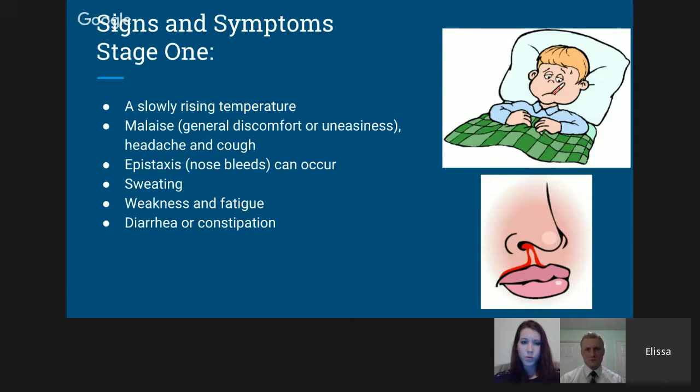Each stage lasts approximately a week, maybe more, and maybe less, depending on how soon the person starts receiving treatment. So stage 1, this is where symptoms start to be experienced. It consists of a slowly rising temperature, malaise, which is general discomfort or uneasiness, like a headache or a cough, or just a general feeling of illness. Epistaxis, which are nosebleeds, can occur. Sweating, weakness, and fatigue, as well as diarrhea or constipation.